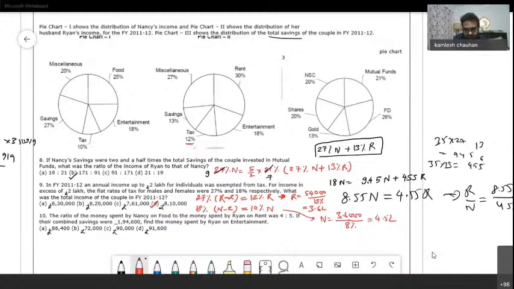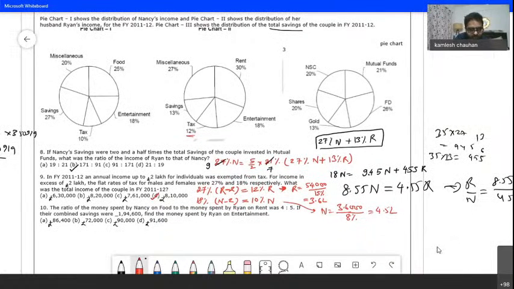Okay, fair enough. Question number 10. The ratio of money spent by Nancy on food to money spent by Ryan on rent was 4:5. If their combined savings is this much, find the total money spent by Ryan on entertainment. So their total combined saving is this, which we already know.